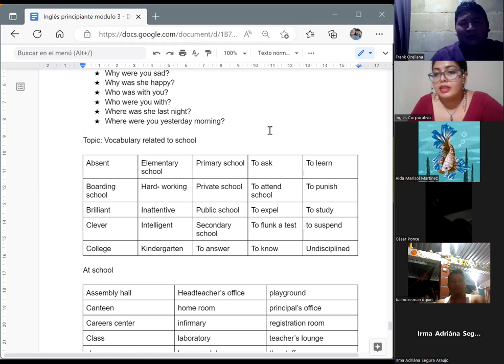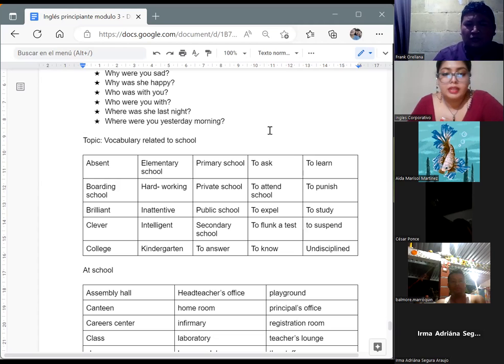Intelligent, alguien inteligente. En este caso, como estamos hablando de las escuelas, estamos hablando de alguien que obtiene muy buenas notas. Then we have the kindergarten, that in this case is related to guardería. Then primary school es la primaria. Private school es un colegio. Public school es una escuela pública. Secondary school es la secundaria. To answer es responder. To ask, preguntar. To attend school es ir a la escuela.